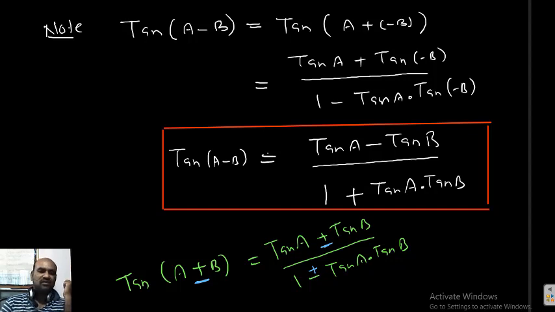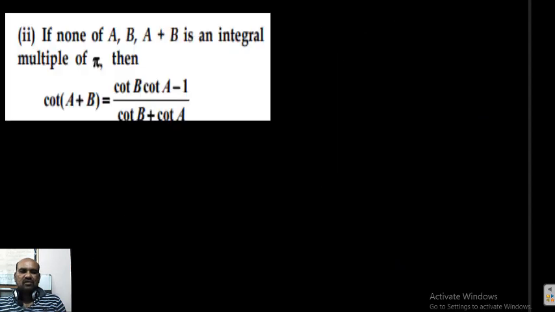Okay, I hope you people understood. This is the formula of tan of A plus B as well as tan of A minus B, provided A, B and A plus B are not an odd multiple of 90. Next result, important result. If none of A, B and A plus B are integral multiple of pi, then prove that cot of A plus B equal to cot A cot B minus 1 by cot B plus cot A.